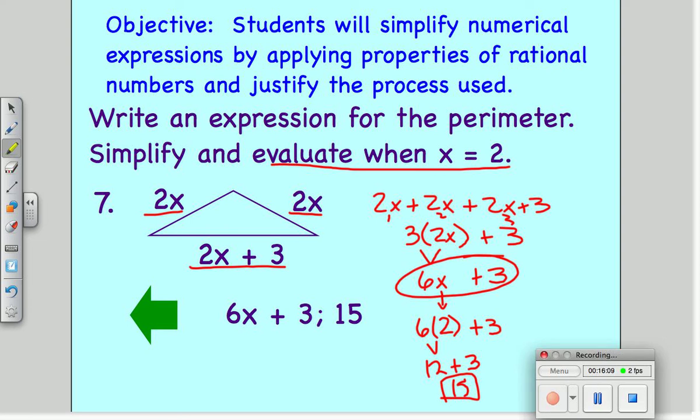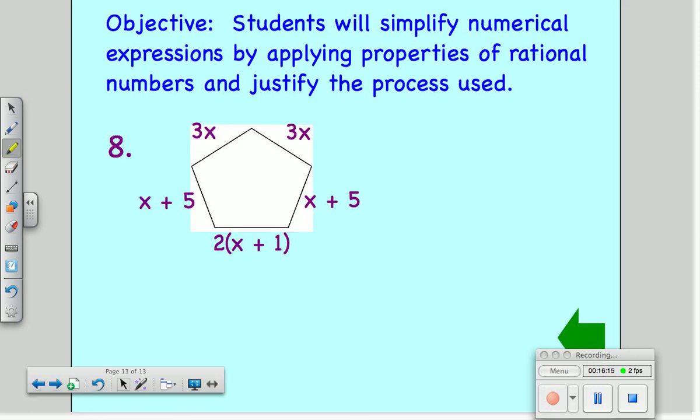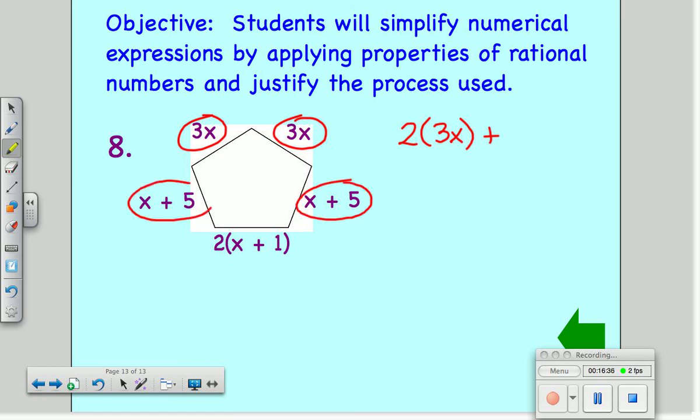Okay, I think there's one more. Yep, last one here. So on this one, same thing, you're going to find the perimeter. Remember, when we find perimeter, we are adding all the sides. So I can see that I have 2 of these 3x's. So since I have 2 of them, I'm going to use the distributive property here and say 2 of 3x. Plus, adding the next sides, I have 2 of the same sides here as well. 2 of x plus 5. And the last one is by itself, 2 times x plus 1. We're going to add that also.